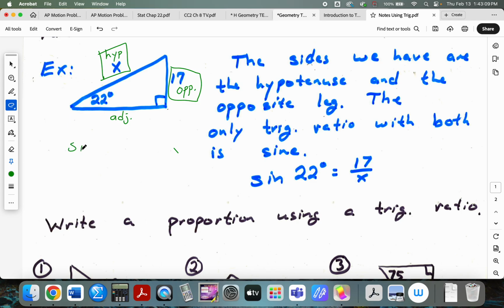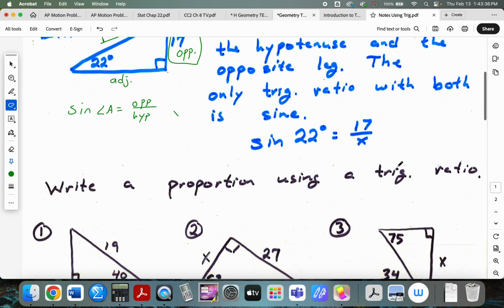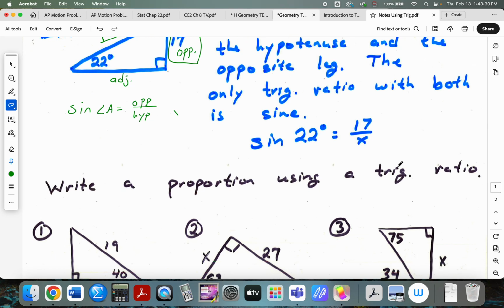So since we know that sine of an angle is the opposite leg over the hypotenuse, that lets me know that I'm going to use sine in order to help me solve this problem. That the sine of 22 will be equal to 17 over x. And that's just the setup. We'll talk about solving it in just a minute, but let's practice setting them up first, because if you can't set it up, then you can't solve it.